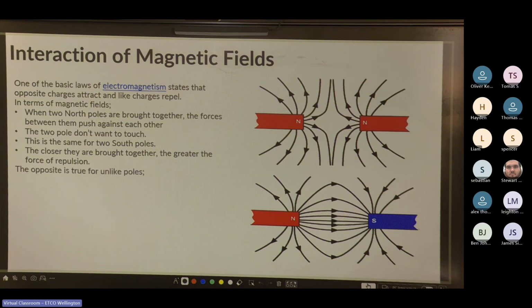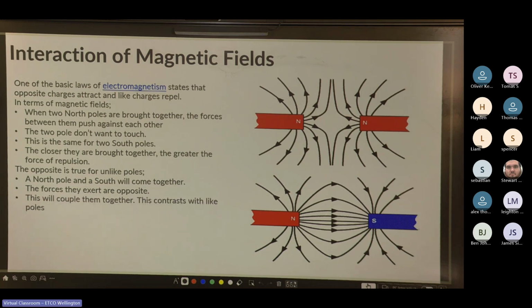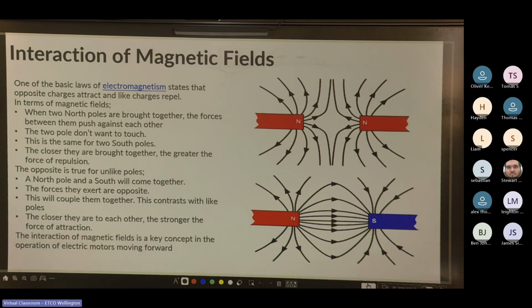The opposite is true for unlike poles. A north pole and a south pole will come together. That's because the forces are going in the same direction and they basically combine with each other. The forces they exert are opposite, and this will couple them together. This contrasts with like poles. The closer they are to each other, the stronger the force of attraction, because more forces are combining and increasing the attraction force. Cool. The interaction of magnetic fields is a key concept in the operation of electric motors moving forward.